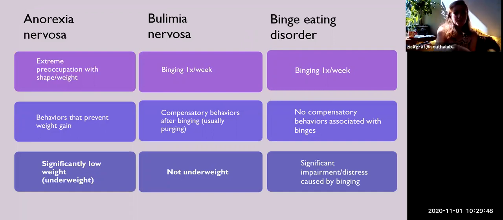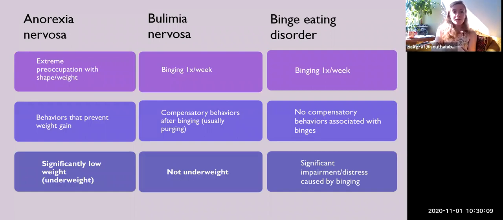So anorexia nervosa is characterized by extreme preoccupation with weight and shape and behaviors that prevent weight gain. So this can be compensating and restricting. In addition, to be diagnosed with anorexia nervosa, someone has to have significantly low weight. So they have to be underweight, have a body weight or a BMI below 18.5.